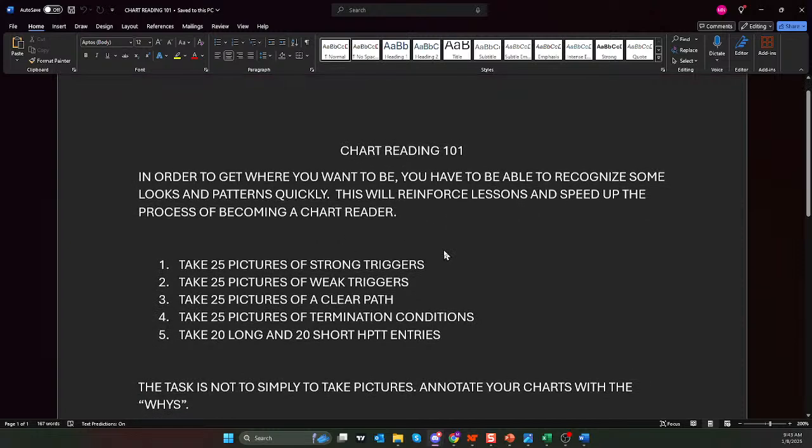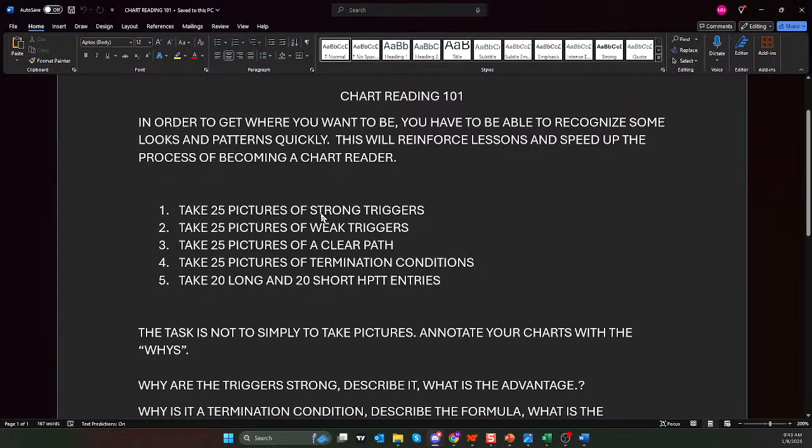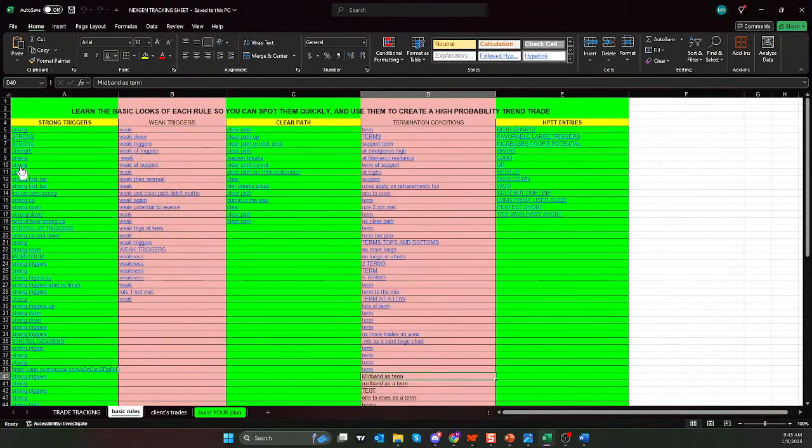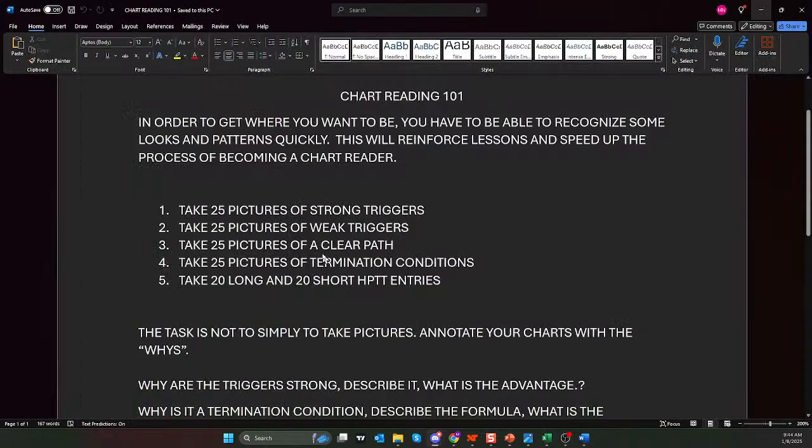It's a little work. Take 25 pictures of strong triggers. Put them into your spreadsheet. Take 25 pictures of weak triggers. Put them into your spreadsheet. Clear path, terminations, and entries. And guys, this is going to create that recognition through repetition. This is going to make it easy to understand that your rules are met.